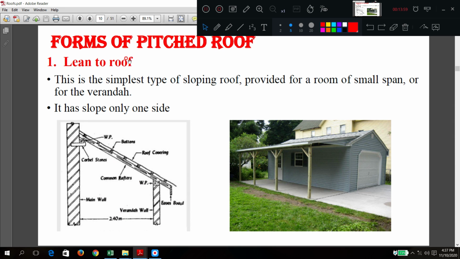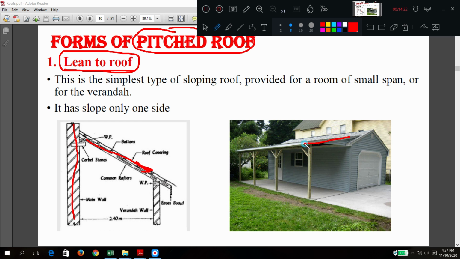So here we start with the pitched roof and types. The classification of pitched roof. First category is lean-to roof. Lean-to roof means what? If there is a wall and there is a slope only on one side.